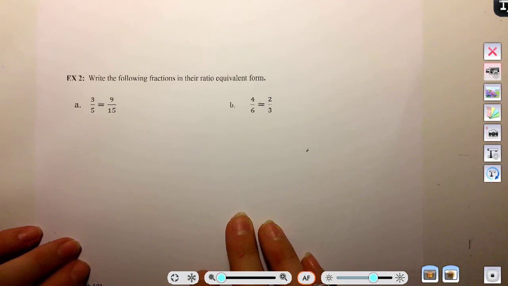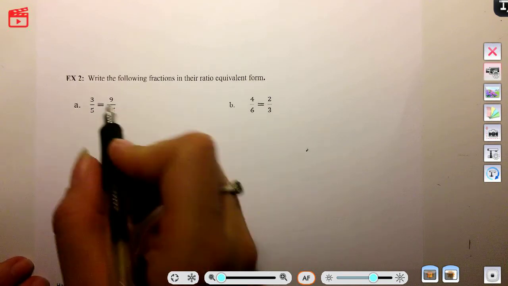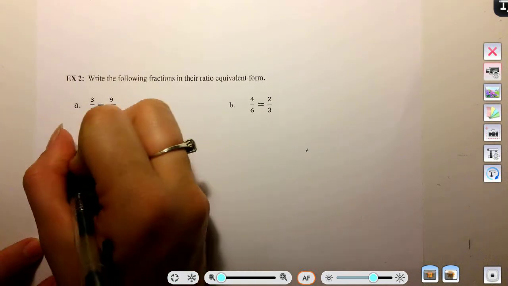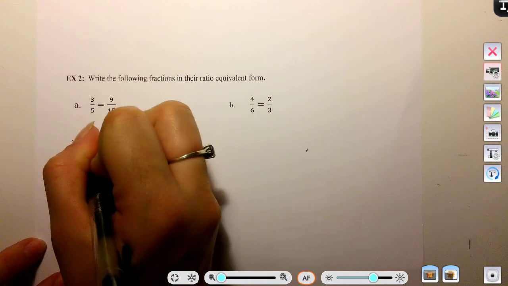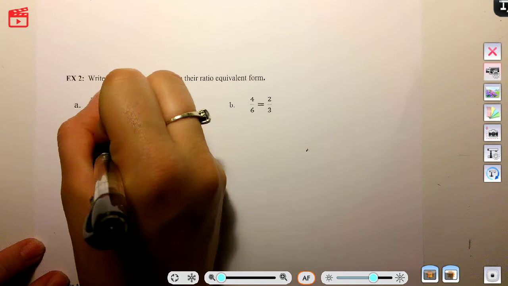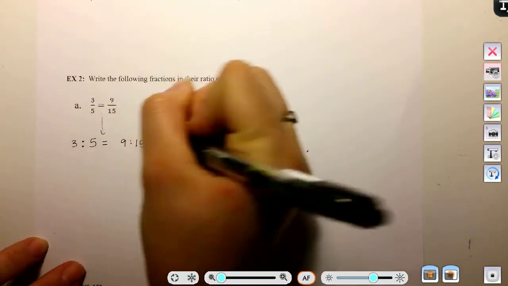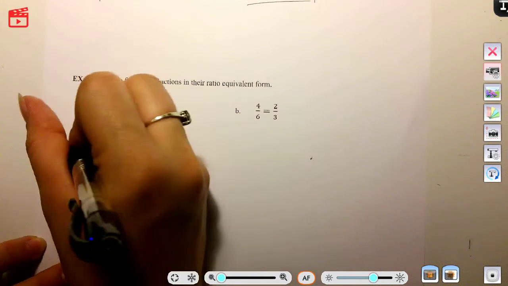Example 2, write the following fractions in their ratio equivalent form. Okay, we're doing the exact opposite. As usual, this whole chapter has been having you practice going from one form to the other, and then from this other form back to where you came from. Well, we know how to turn a fraction into a ratio. Just take that first number from your numerator and the second number from your denominator, 3 to 5. And that's equal, we're just dropping down that equal sign, to 9 to 15.